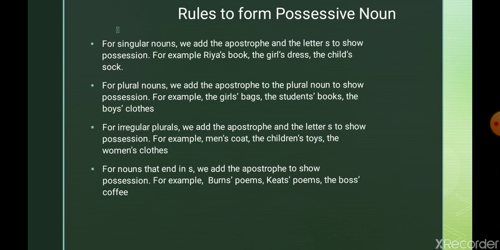Now let us look at rule number 4. For nouns that end in s, meaning generally those nouns which already have s, we add the apostrophe to show possession. For example, Burns' poems. So over here we add the apostrophe after s. Keats' poems. Again we add the apostrophe after s. The Boss' coffee.